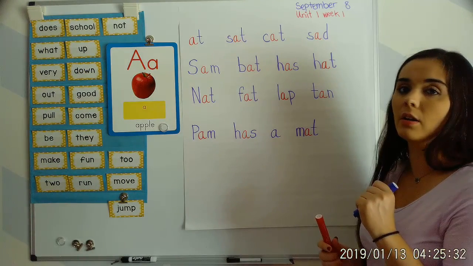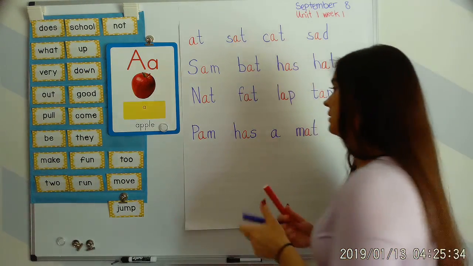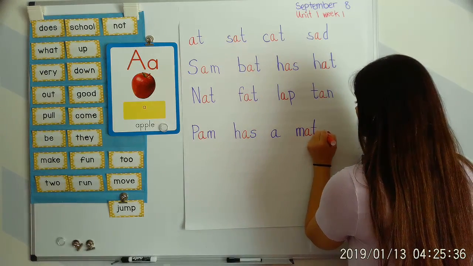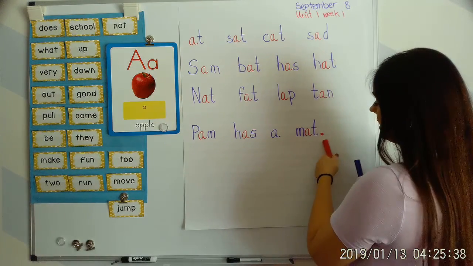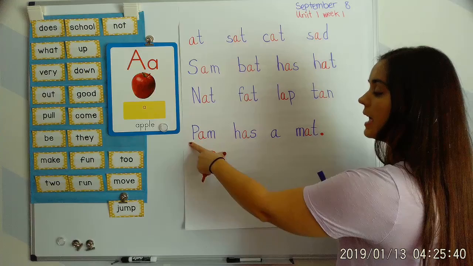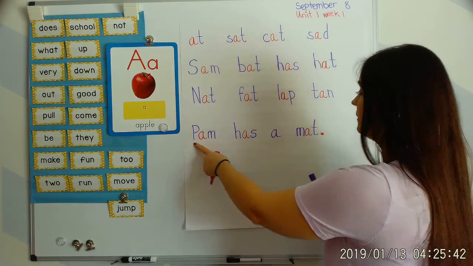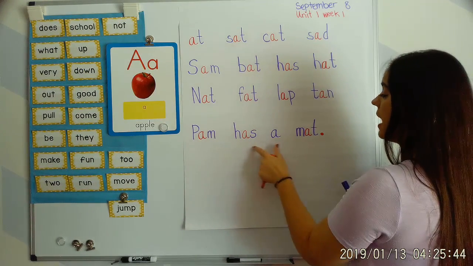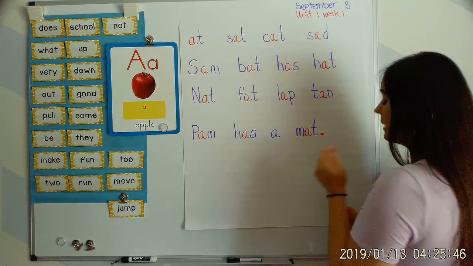Thank you. So what kind of punctuation will our sentence need? Go ahead and shout that out. It'll need a period. Every sentence has to have a punctuation at the end and a capital at the beginning. In this sentence, Pam has a mat.